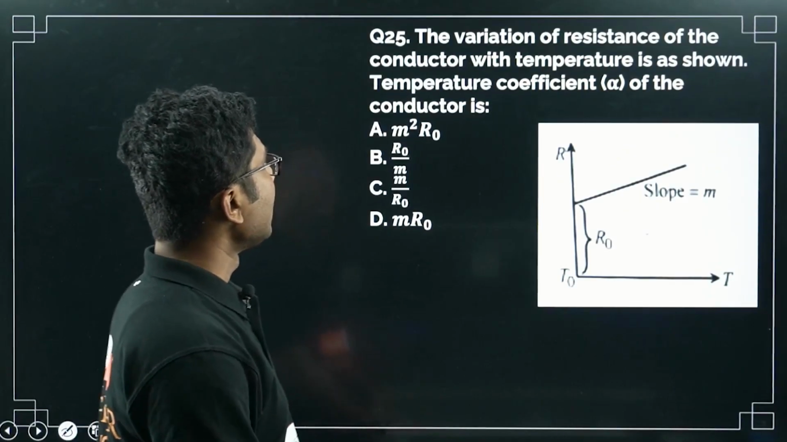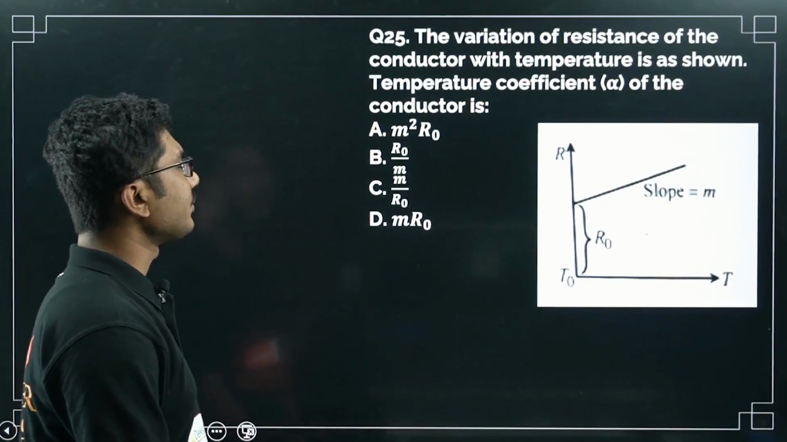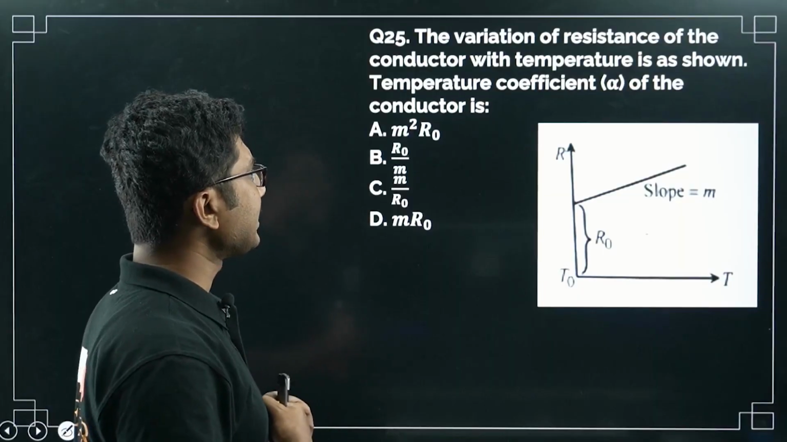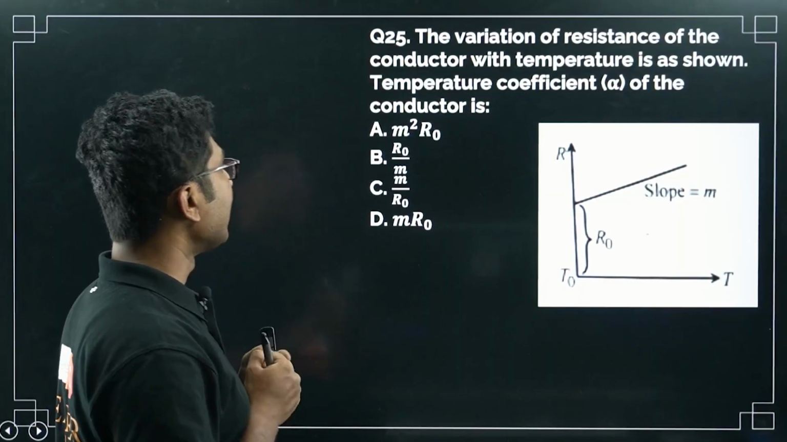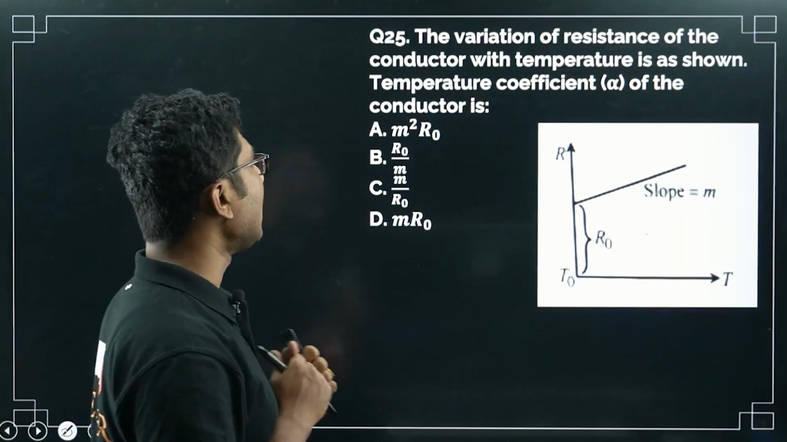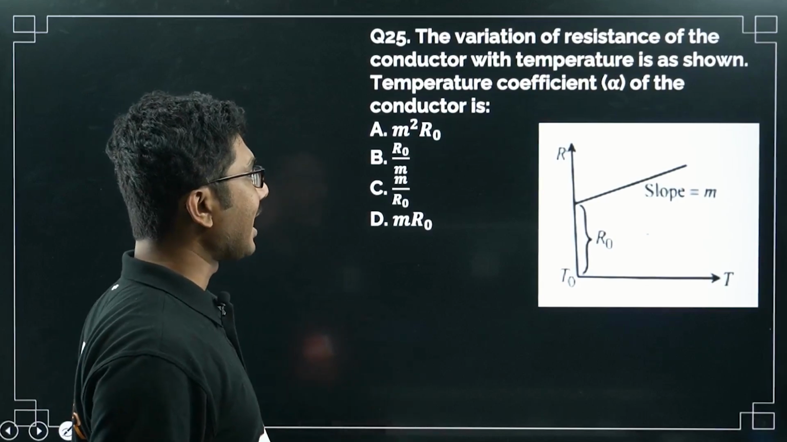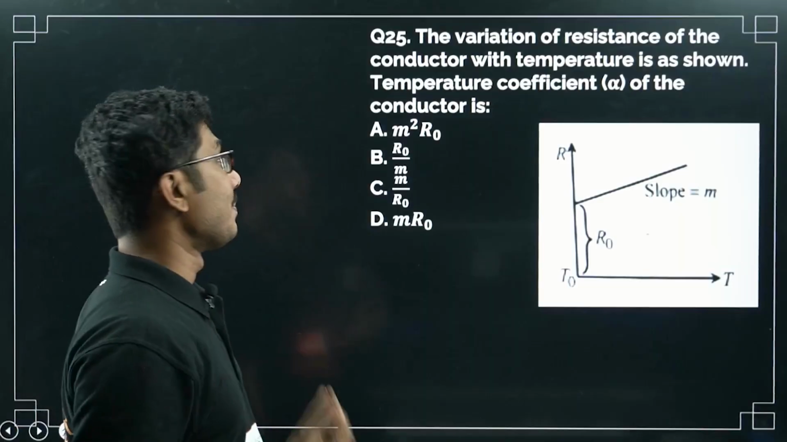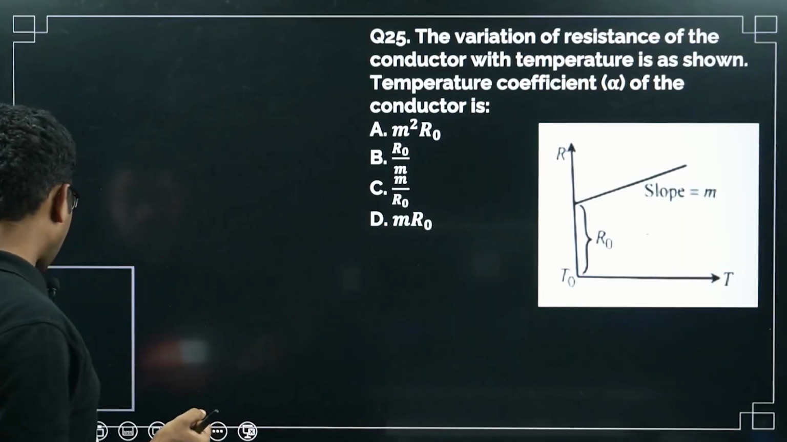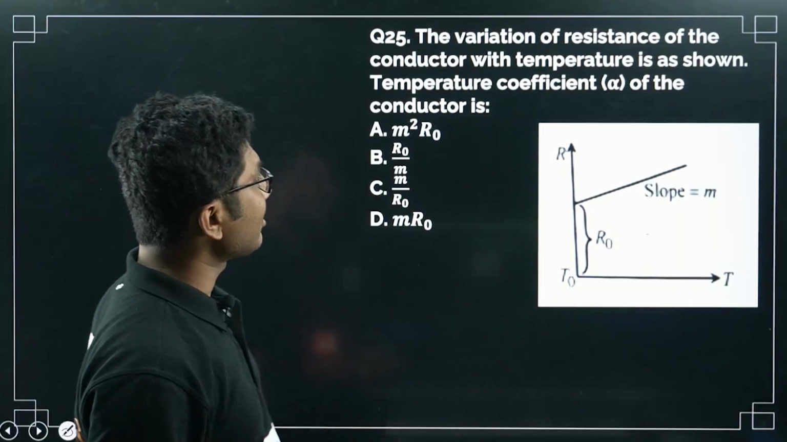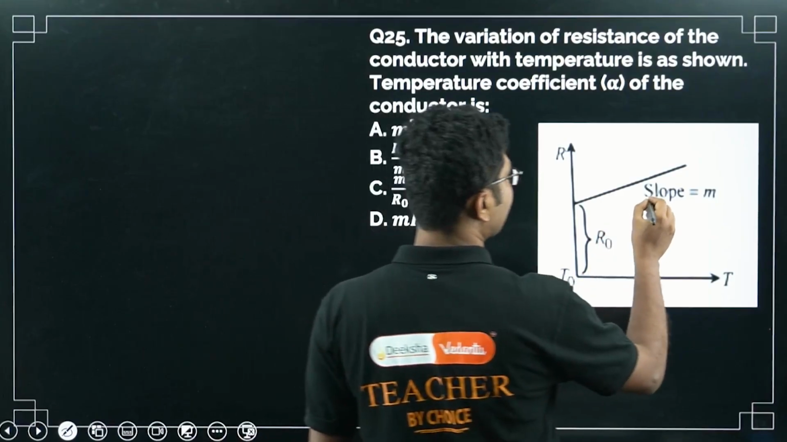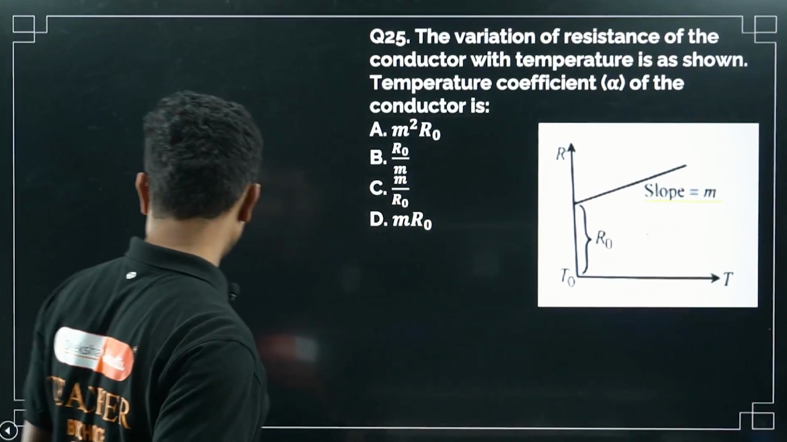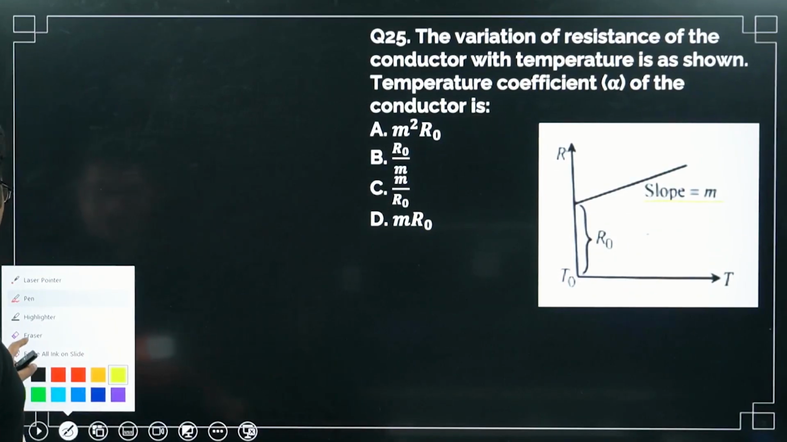Next question. The variation of resistance of the conductor with temperature is as shown. The temperature coefficient alpha of the conductor is? So they asked you to find the temperature coefficient alpha, right? And what is given? The variation of resistance is given. Slope is given here.